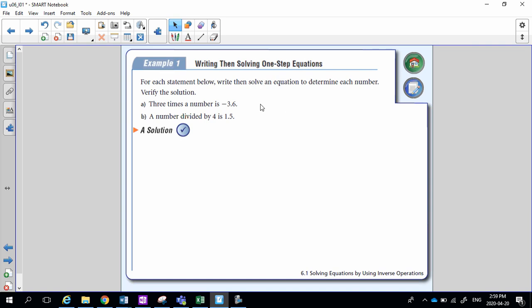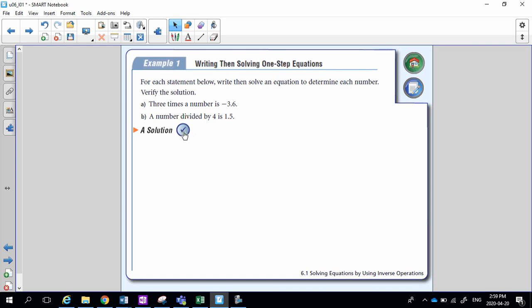Okay, let's look at an example. For each statement below, write and then solve an equation to determine each number. Verify the solution. So that means check to make sure your answer was right. Okay, so look at A. It says 3 times a number is negative 3.6. So 3 times something is equal to negative 3.6.